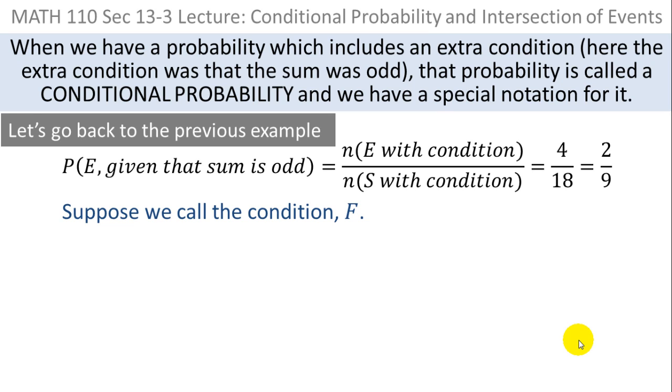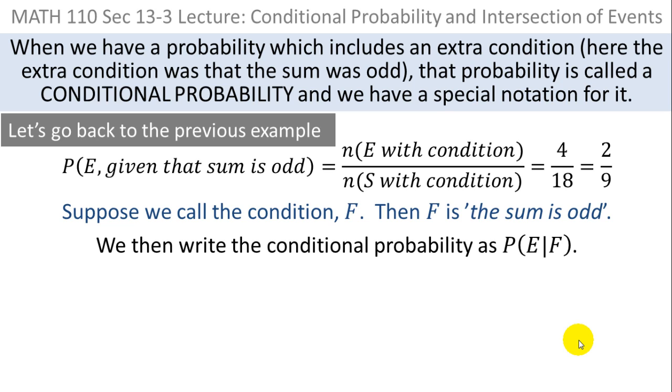Suppose we call that condition, that the sum is odd, F. Then F is the condition that the sum is odd. In other words, it's another event. E is the event that the sum is 5. F is an additional event, which is the condition, and that is that the sum is odd. And given that, we write the probability like this. There's a vertical bar, a vertical line, in between the two events.